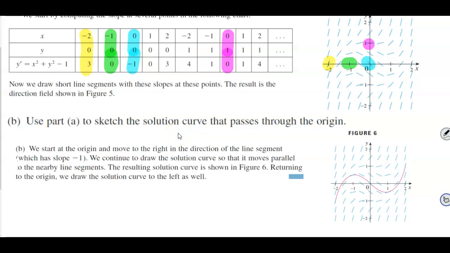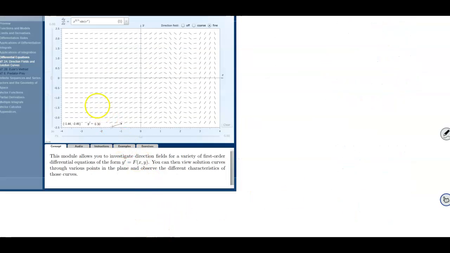Let's take a look at an animation of how to draw a sketch through a direction field. Here we have this model, which allows you to investigate direction fields for a variety of first order differential equations in the form y prime equals f of x, y. You can view the solution curves through various points on a plane and observe the different characteristics of those curves. At the top, the derivative function we have here is x to the 2/3 sine e to the x, and this is the direction field that has been created.